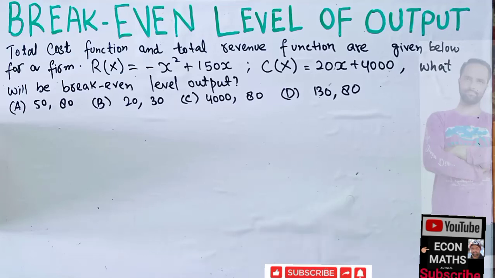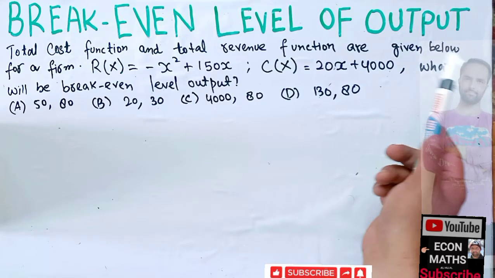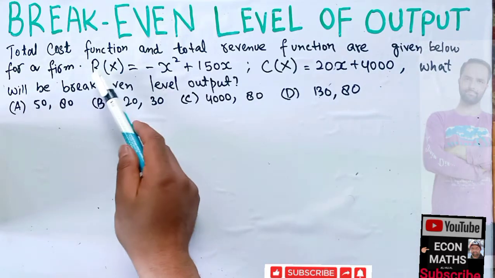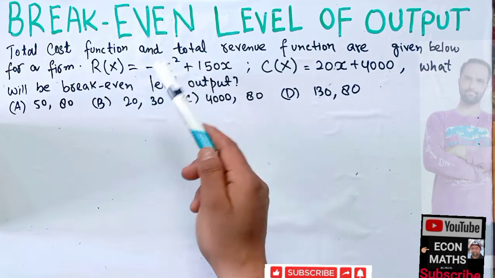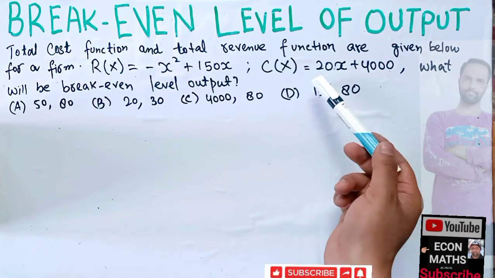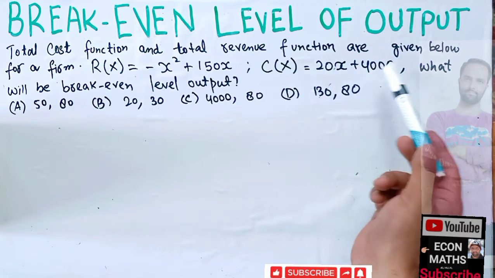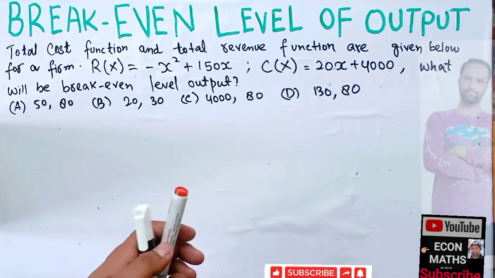Solve a question on break-even level of output. The question is like this: total cost function and total revenue function are being given for a firm as R(x) is equal to minus x square plus 150x, the total revenue of the firm, where x denotes the output, and cost of this very firm is being given as 20x plus 4000. What will be the break-even level of output? We have to find out the break-even level of output.